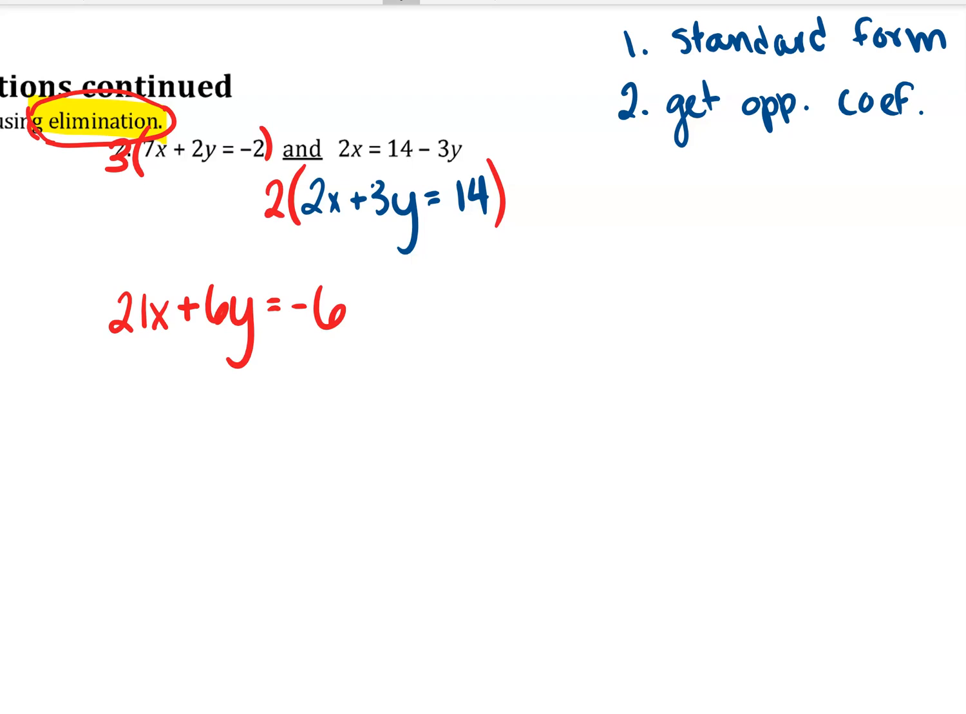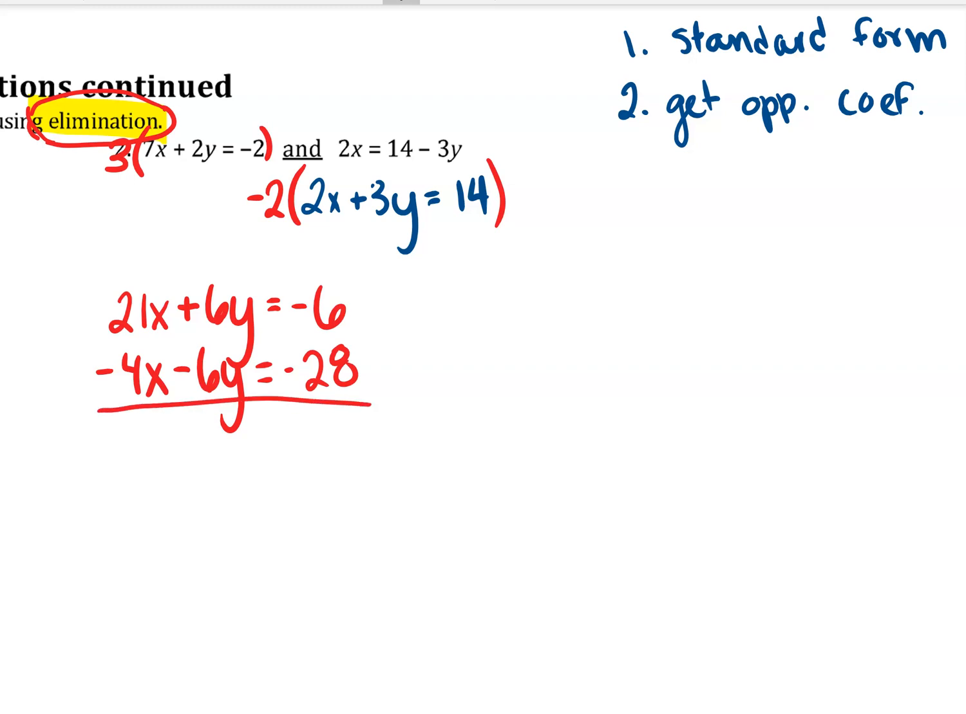The issue here, though, is that this will also be 6y. 6y and 6y won't cancel out. One of them needs to be a negative. So I'm going to multiply the second one by a negative. It doesn't matter which one you multiply by a negative, but I like this one because I like my leading coefficients to be positive when I combine. Not something you really need to worry about, though. Negative 2 times 2 is negative 4. Negative 2 times 3 is negative 6. And then negative 2 times 14 is negative 28.